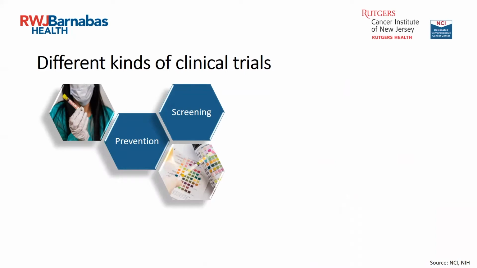Screening trials test new ways for detecting diseases. For example, Rutgers developed a saliva test for COVID. That's an example of a detection method that had to go through a screening trial.